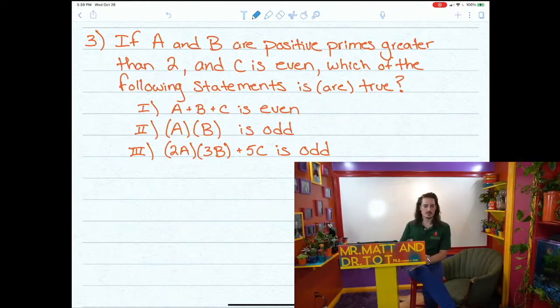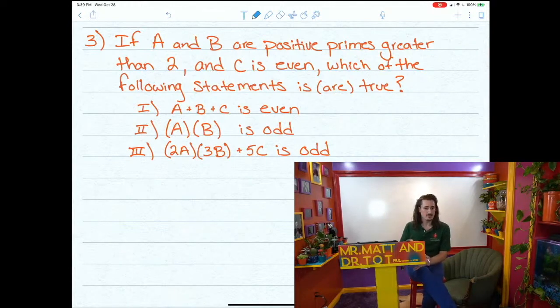Remember, just a little bit of a preview here. There's two ways to solve this. You can solve using substitution or you can solve conceptually. Using substitution, your first objective is to identify the domain of each of these variables. That means the acceptable values that you're allowed to use for each of them. And that's just dependent on the definition they particularly use when describing A, B, and C. So they're talking about positive primes greater than 2 for A and B. You can pick numbers that satisfy those characteristics. And then C is even, so you can pick an even number.